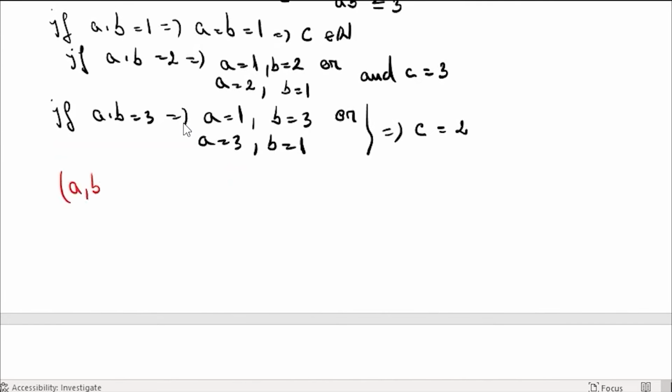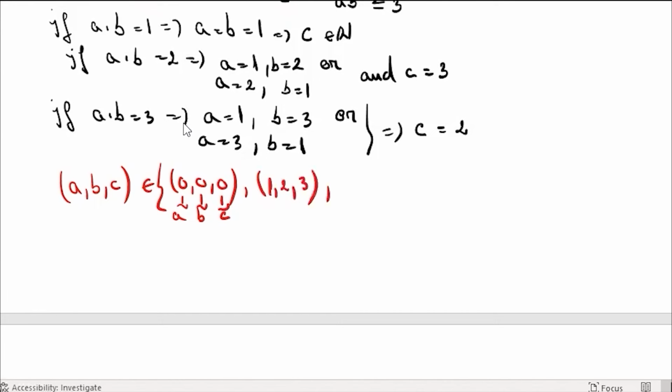So we have A, B, C: 0, 0, 0, the first set of numbers, A equals 0, B equals 0, and C equals 0. Another set of numbers: 1, 2, 3. Another set: 1, 3, 2. Another set is 2, 1, 3. Another set is 2, 3, 1.